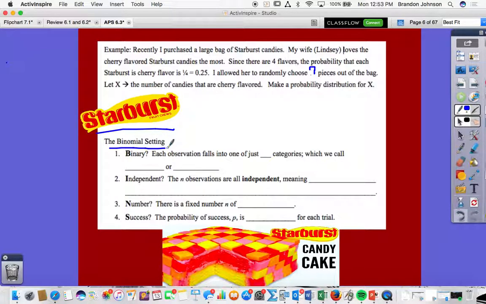Now, in order to use this binomial random variable, we have to have 4 things. We call this BINS, okay? Now, the first one, the B stands for binary. Can someone just, knowing just words in general, what's binary? 2 things. 2, yep, 2 things. I like that. And we have either what or what? True or false? True or false, we call that success or failure, right? So each observation falls into one of just 2 categories, which we call either a success or a failure.